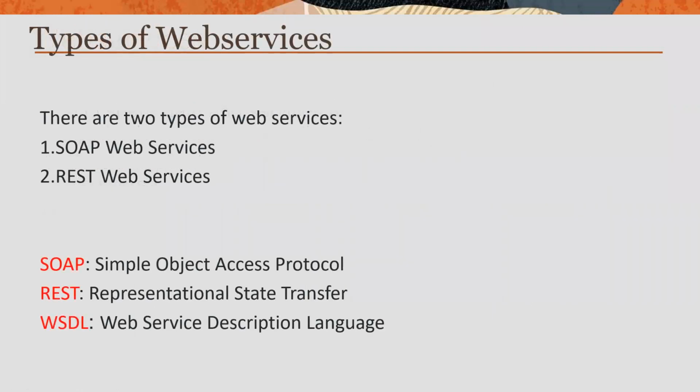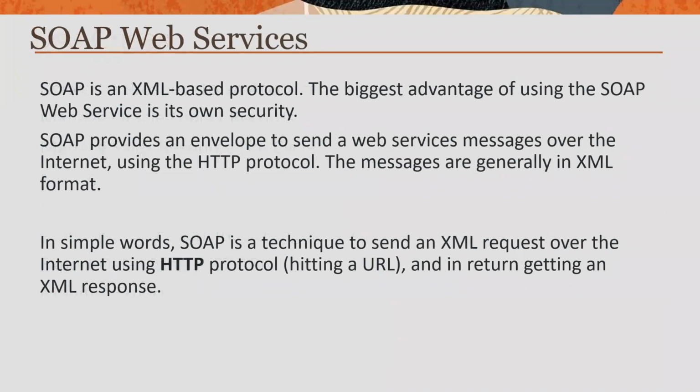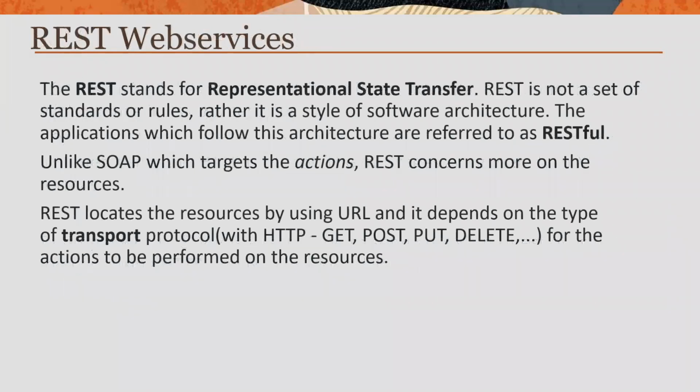So we have two types of web services. One is REST web service, and the other one is SOAP web service. REST is Representational State Transfer, and SOAP is Simple Object Access Protocol. In SOAP only we can see the WSDL, Web Service Description Language. We will see SOAP and REST in detail in the next few slides. Before going to SOAP, I'll go to REST.